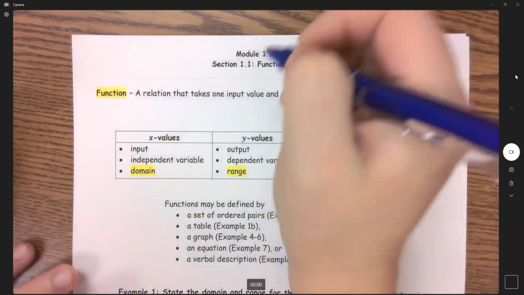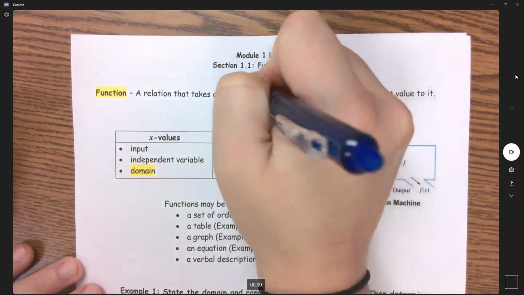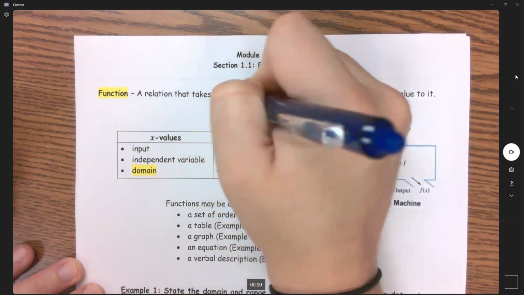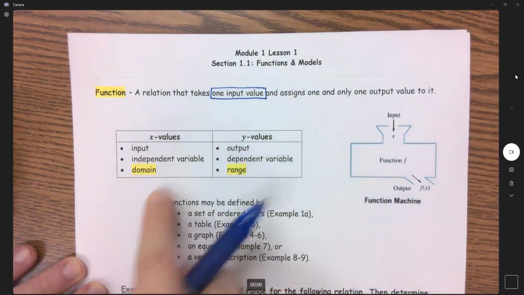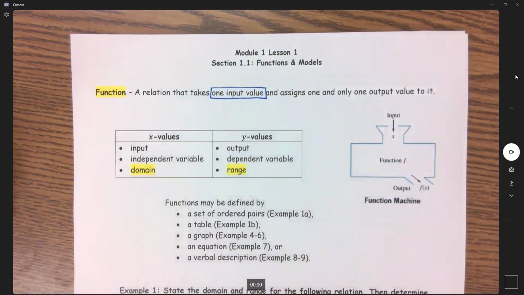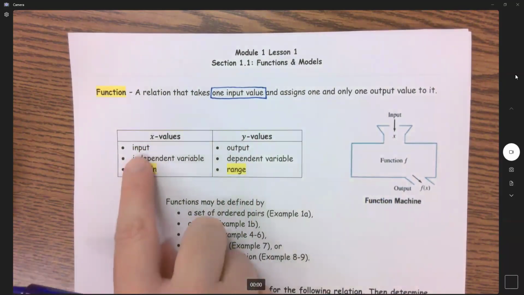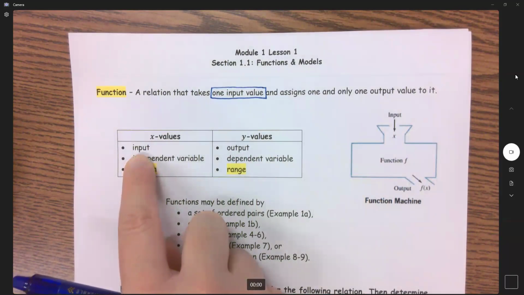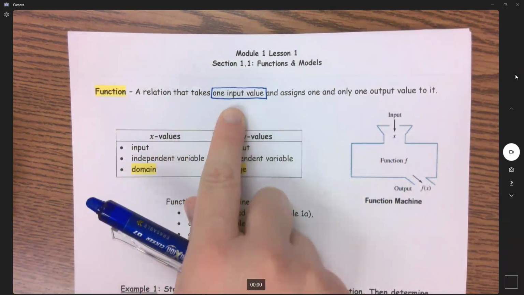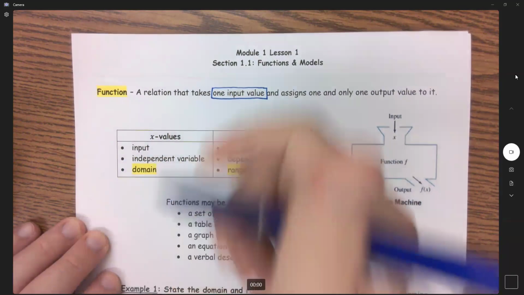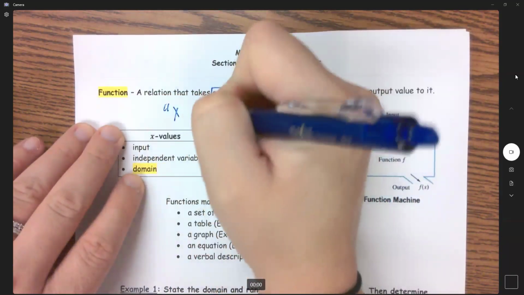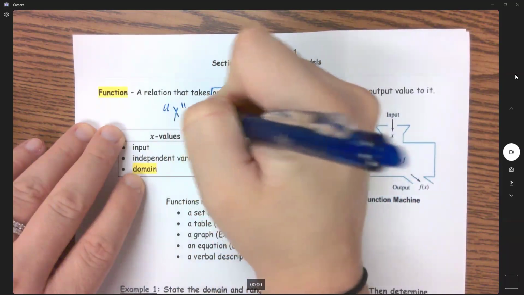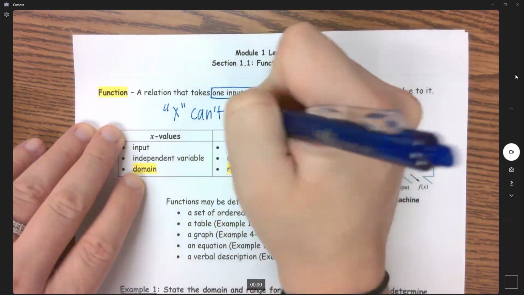So the key word here is that it's going to take one input value. As you can see here, we have X and Y values. Our X values are considered our input. Because a function can only have one input value, what we are saying in this definition here is that our X can't repeat.